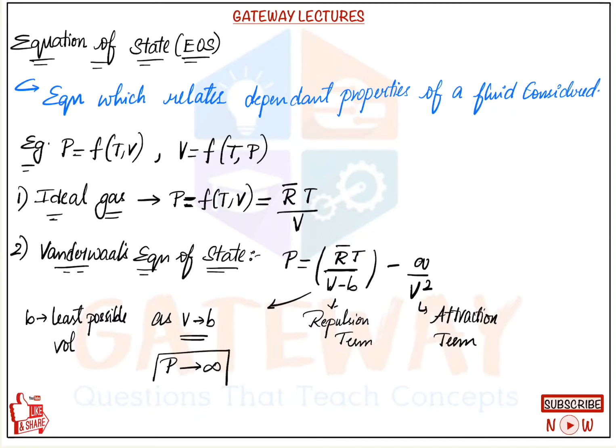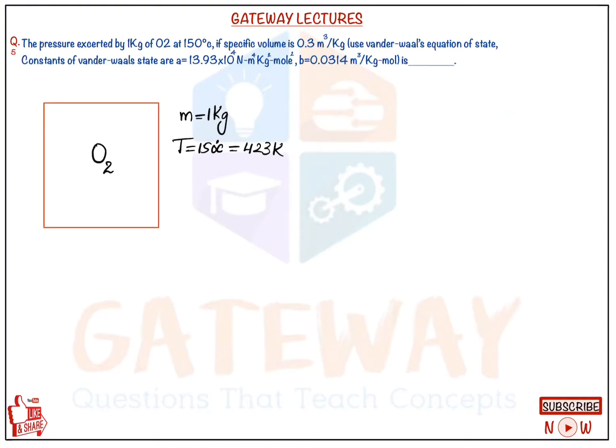So this means that we cannot compress the molecule to the infinitely small possible space. That is nothing but B. And A by V square, as the volume is squared, it is in the denominator. So the more the volume, the less the attraction term will be. Okay. Now let us go back to the question.